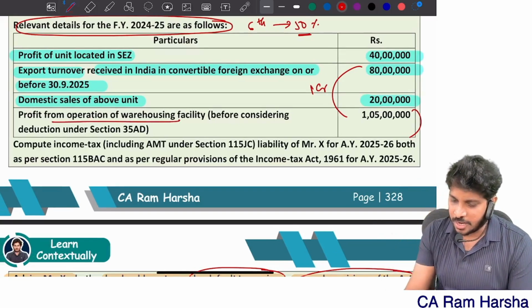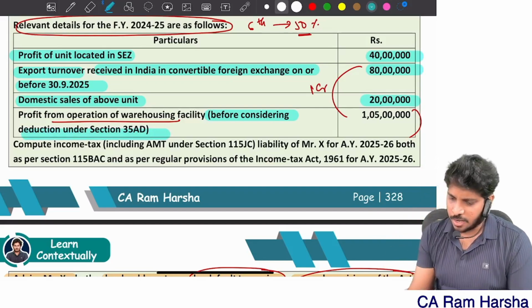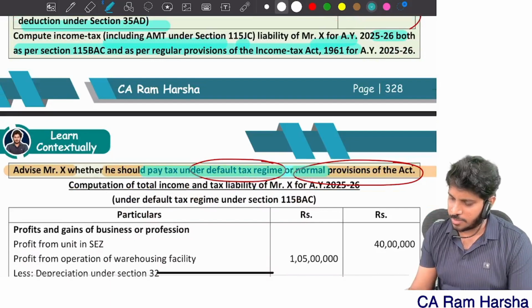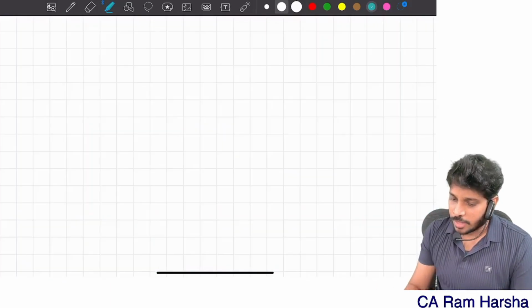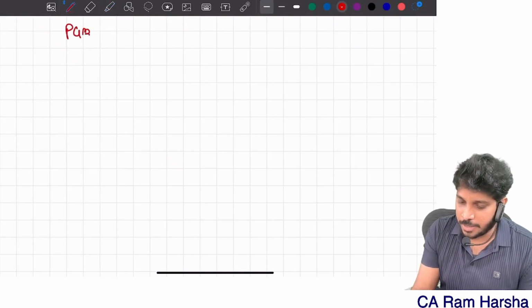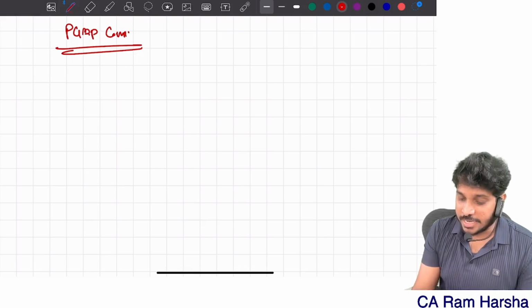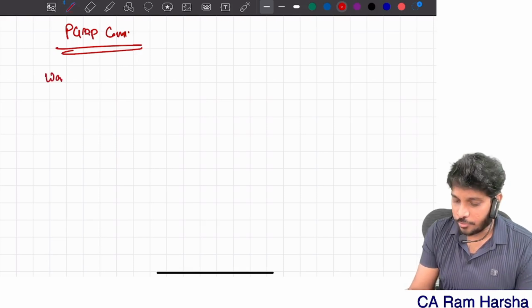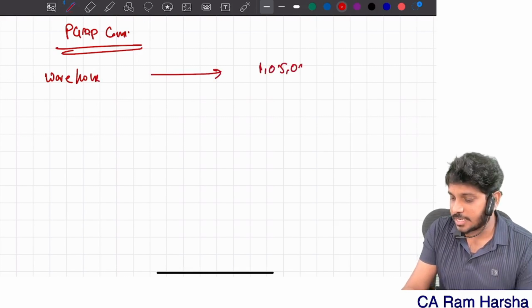Profit from the warehouse before 35AD deduction they gave. That's it. Compute income tax liability including AMT, as per regular provisions and as per the default regime, which is better? They are asking, yes or no. Now can I proceed? Now I will compute the PGBP income. Correct? First I will compute the 35AD income. Warehouse, how much is the income? 1 crore 5 lakhs. Correct?